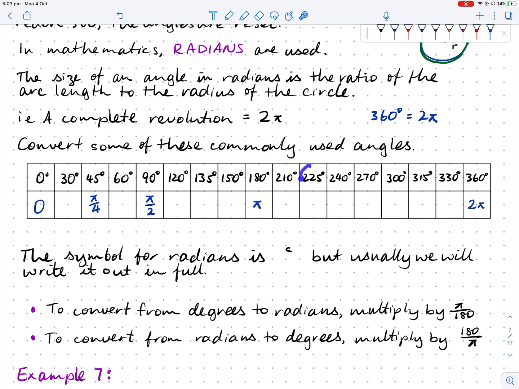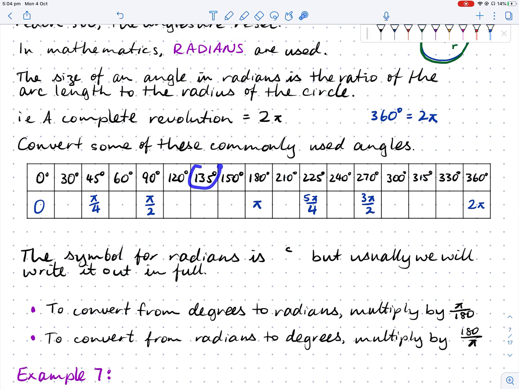We can go up a bit, so 225 and 315 are the other angles for which 45 is the related angle. 225 is going to be pi, and then an addition of 45 degrees, so it's pi plus a quarter pi. So this angle here, 225, is going to be 5 pi on 4. Oh, forgot about 270. Halfway between 180 and 360, we've got 1 pi here, 2 pi here, so that must be 1.5 pi, or 3 pi on 2. Let's fill those in as well.